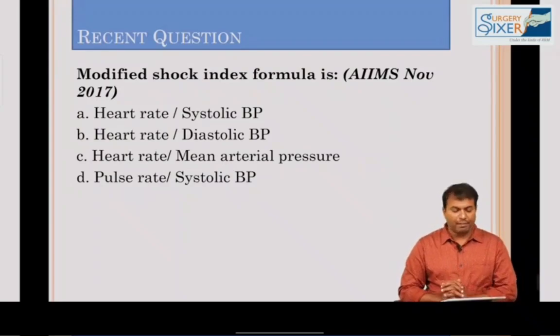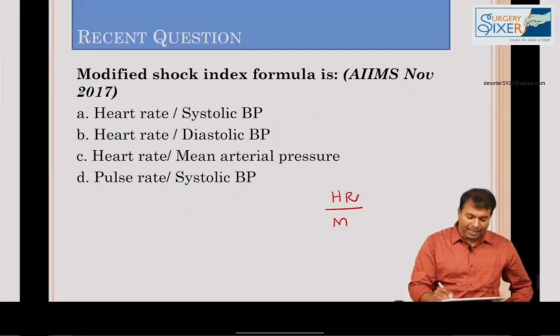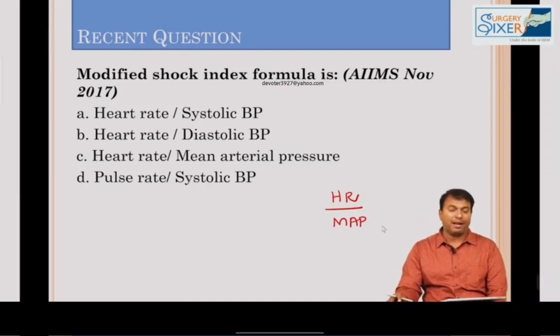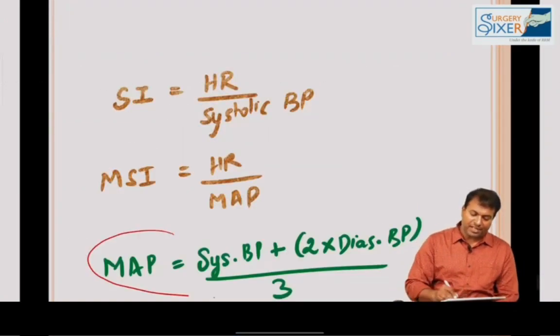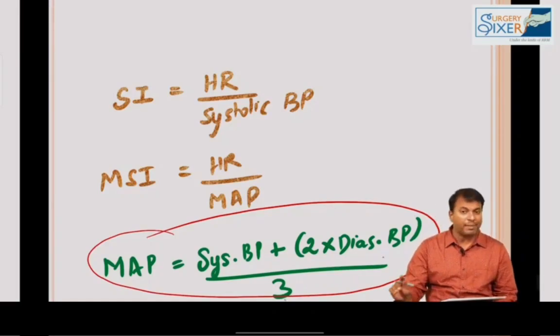From shock, there is a repeat old question. Modified shock index is a formula which is used for heart rate divided by mean arterial pressure. So mean arterial pressure is systolic pressure plus 2 into diastolic pressure divided by 3.